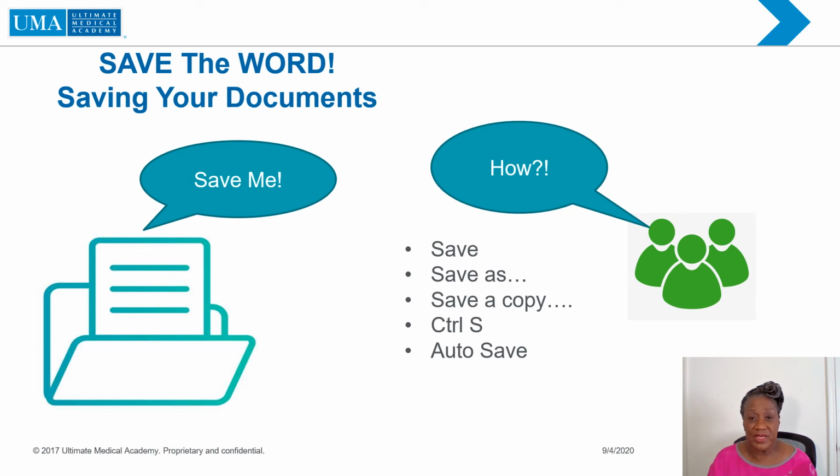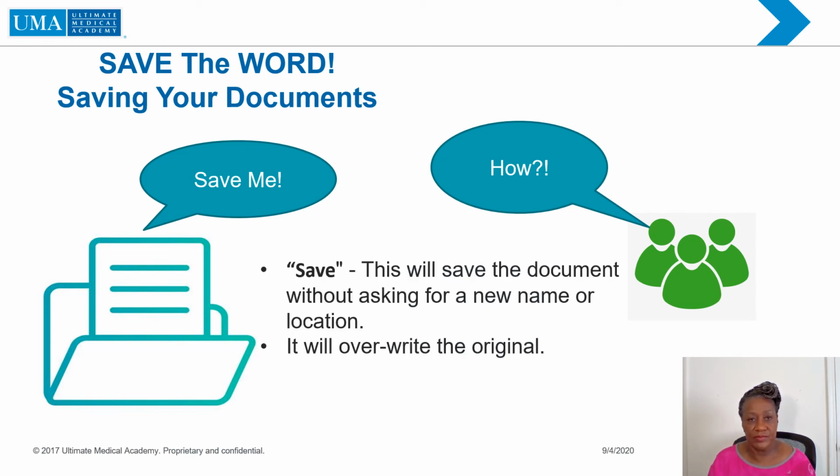So there's a lot of different ways that you can save the document: Save, Save As, Save a Copy, then there's Control S and AutoSave. When you use the word Save or find Save, this will save the document without asking for a new name or location. Whatever your document was named, if it had a name, it would overwrite the original name.